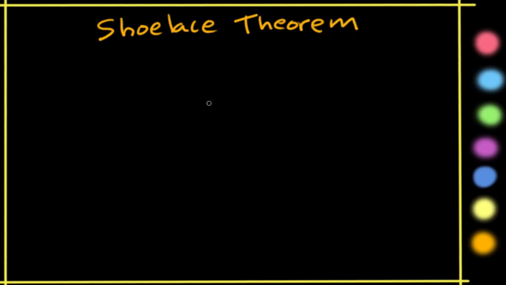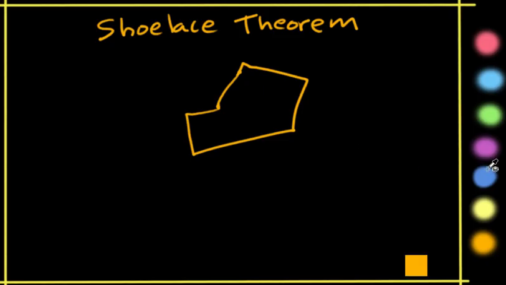So what is the shoelace theorem? That's an interesting name. Fun name. The shoelace theorem is a way to compute the area of any polygon if you know the coordinates of the vertices. So let's say you have a polygon that looks like this, and it's got vertices maybe here, here, here, here, here, and here.